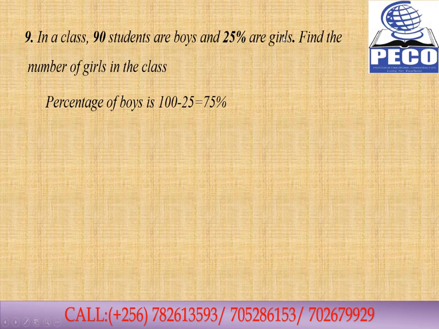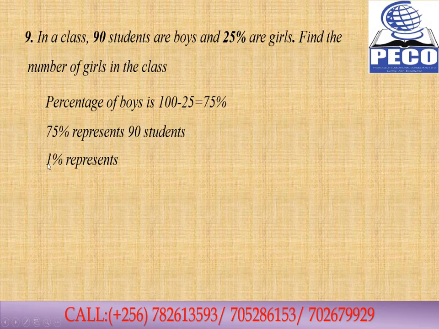The first question you need to ask yourself: if 25% are girls, what is the percentage of boys in the class? That is the starting point. 25% are girls. This is the most important part. So if 25% are girls, then the percentage of boys will be 100 minus 25, which gives us 75%. But now this 75% is equivalent to the 90 students. So 75% will represent 90 students.